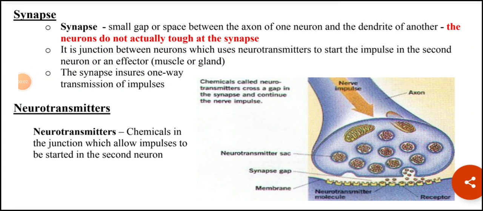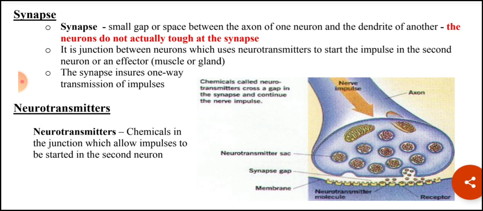In this part, I shall tell you something about the synapse. Synapse is actually a small gap or space between the axon of one neuron and the dendrite of another. The neurons do not actually touch at the synapse. Synapse is a junction between neurons which uses neurotransmitters to start the impulse in the second neuron or an effector muscle or gland. The synapse ensures one-way transmission of impulses.